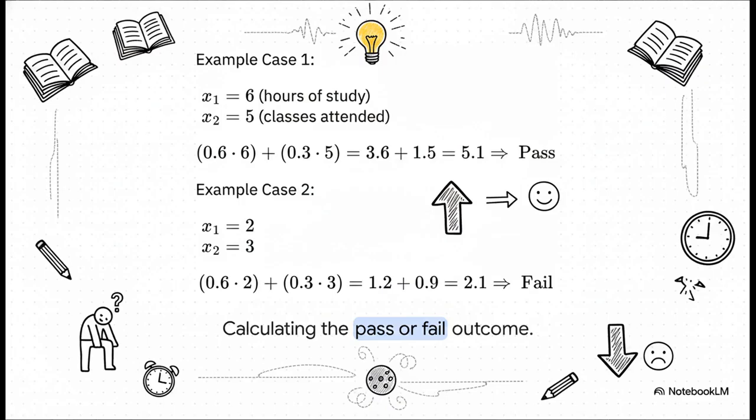They pass. But look at case 2. Studying for just 2 hours and attending 3 classes only yields a weighted sum of 2.1. That completely misses the threshold, so the output is 0. They fail. It really is that simple.